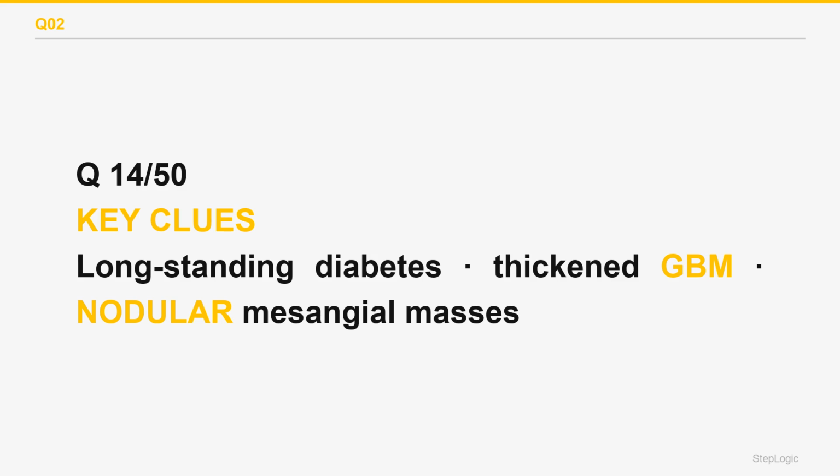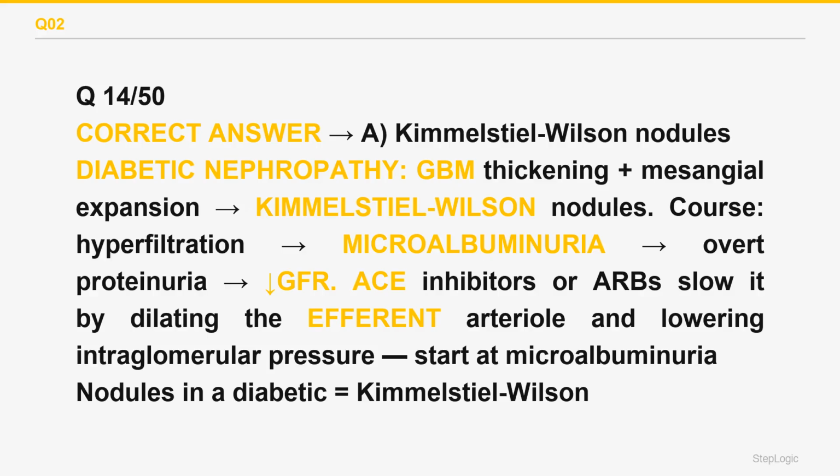The clinical arc that precedes them is testable in its own right: hyperfiltration first, then microalbuminuria, then overt proteinuria, then declining filtration. Choices B, C, and D name lesions of entirely different diseases. The correct answer is A. The therapeutic link back to glomerular hemodynamics is what makes this more than a naming exercise, because efferent constriction drives the hyperfiltration that injures the glomerulus.